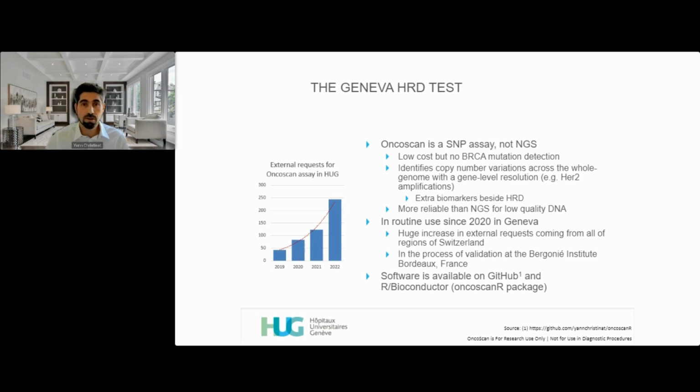The software is available on GitHub and as a Bioconductor package. So anyone who wants to play with it can download it. And that's actually what the Institut Bergonié in Bordeaux did. They got the software and they are in the process of validating it.